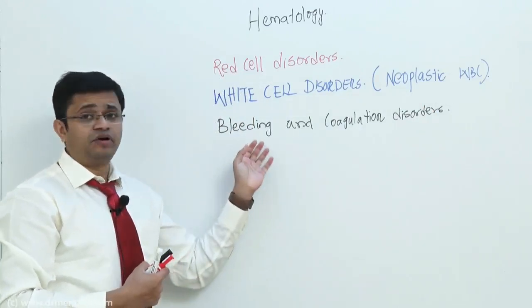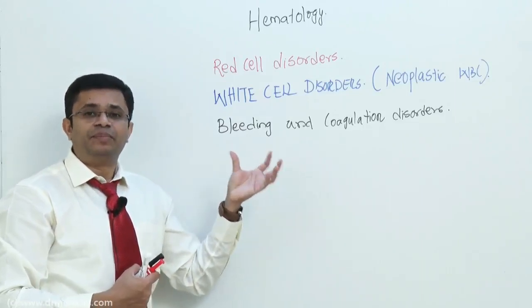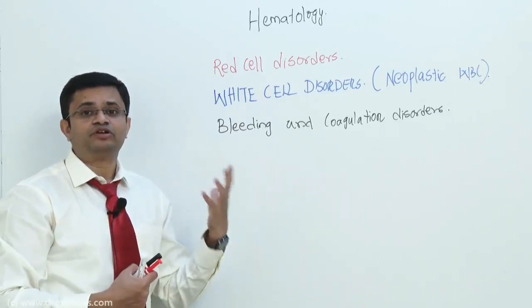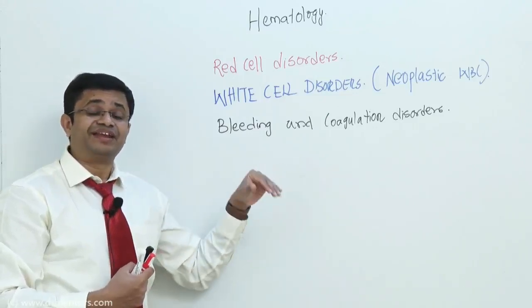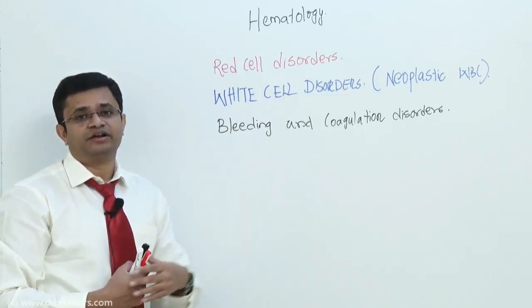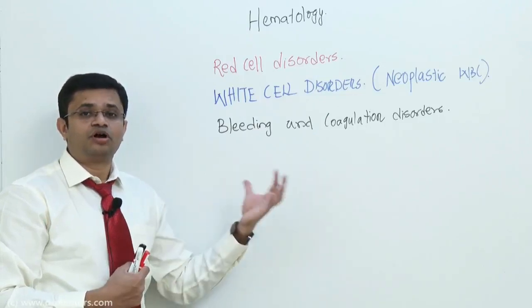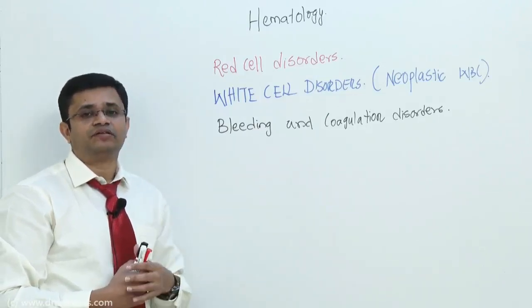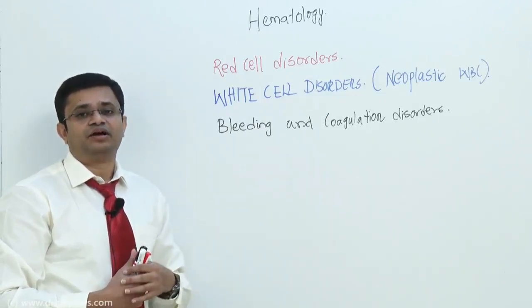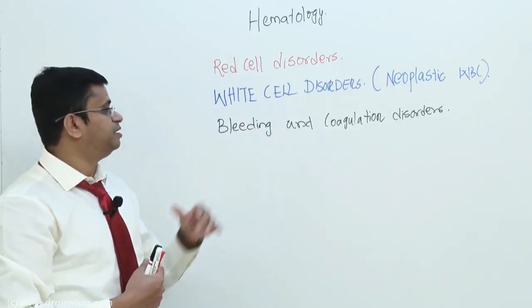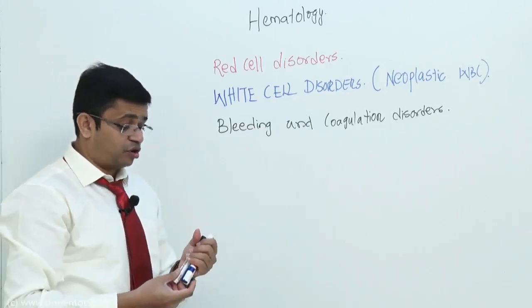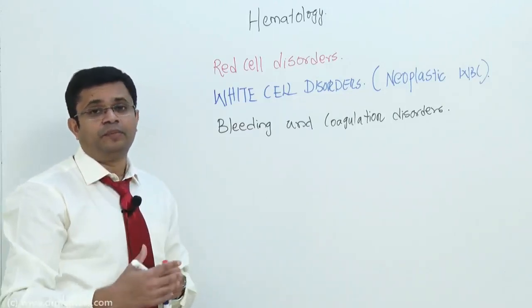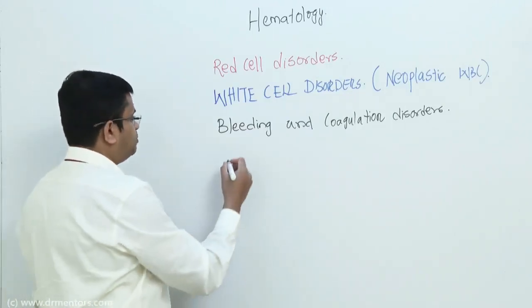So in this bleeding and coagulation disorders, we'll talk about the platelet dysfunctions, then we'll talk about the coagulation factor disorders, then the various tests done to assess the bleeding and coagulation diseases. Then we'll talk about some of the acquired causes for the bleeding and the coagulopathies. So we'll discuss in detail the bleeding and coagulation disorders. And the last topic which I have for you is the special topic that will be your transfusion medicine.